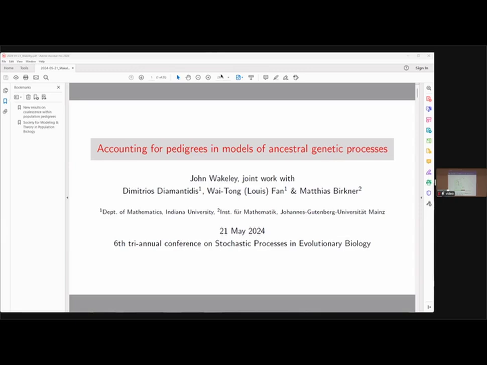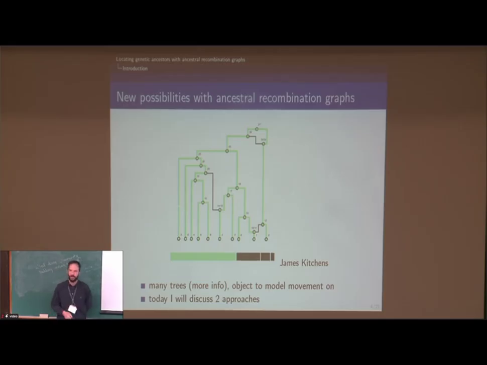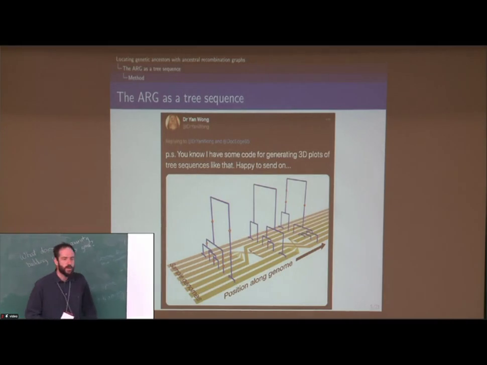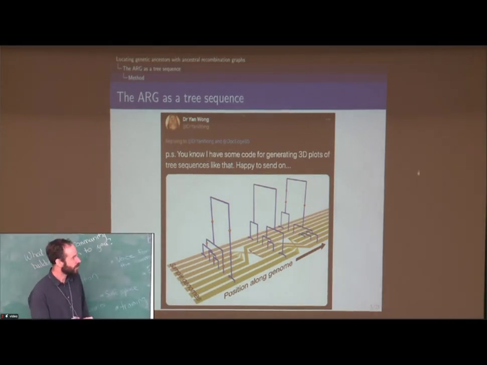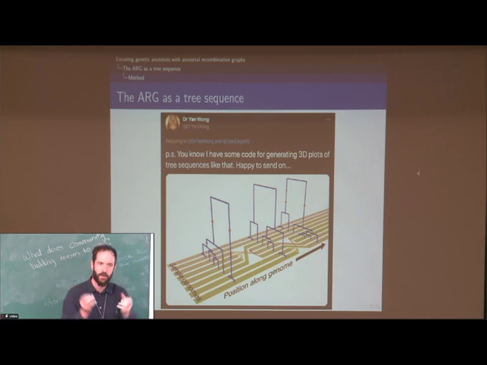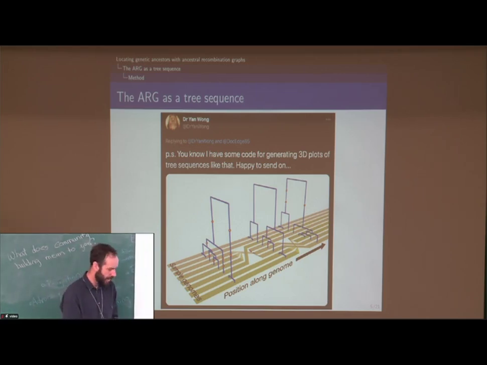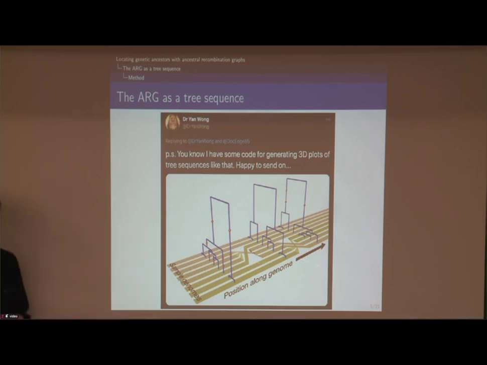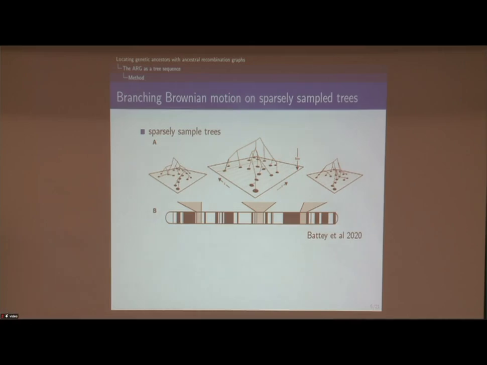Okay, so I'll continue. Today I'm going to discuss two approaches where we've used these ARGs to infer spatial histories. The first approach is simpler. It treats the ARG not as a single graph with loops and recombination nodes, but as a sequence of trees. We have a tree that relates the samples at one portion of the genome, then a recombination event changes the relatedness, so we have a new tree, and so on down the chromosome: a tree sequence. And our approach is, as I said, pretty simple.